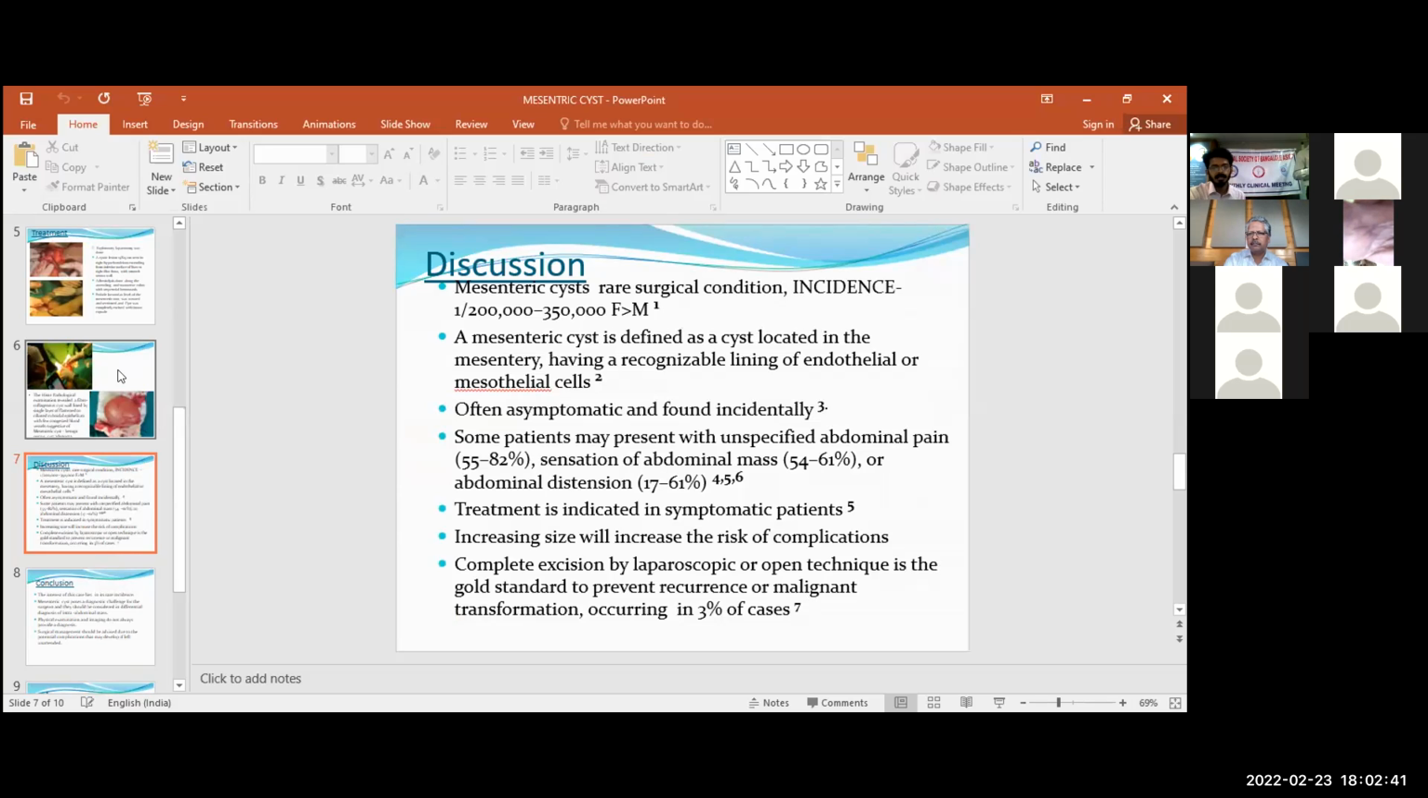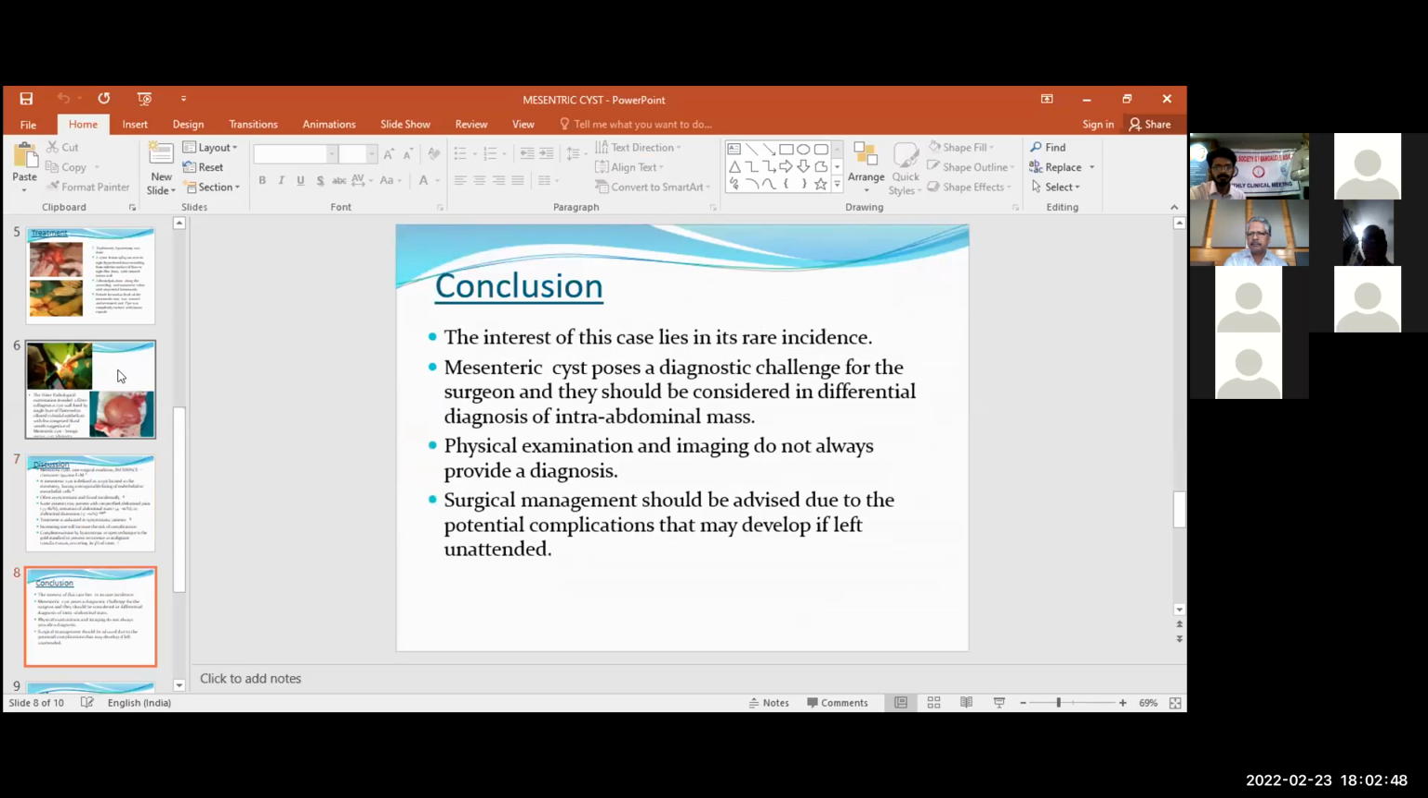Complete excision by the laparoscopic or open technique is the gold standard to prevent recurrence. Malignant transformation occurs in about 3% of cases. The interest of this case lies in its rare incidence. Mesenteric cyst poses a diagnostic challenge for the surgeons, and it should be considered in differential diagnosis.